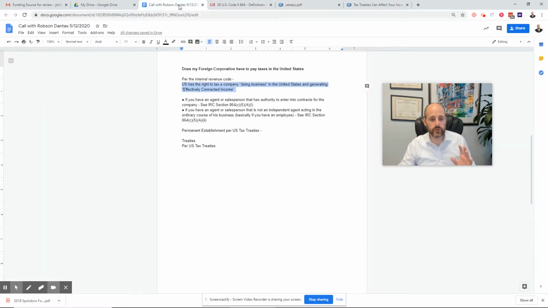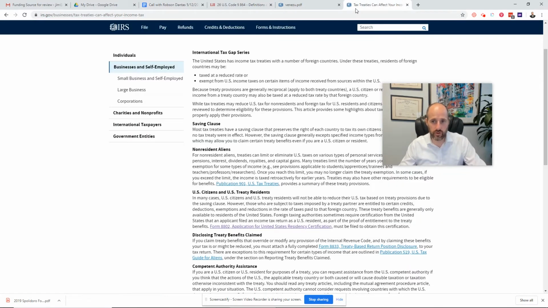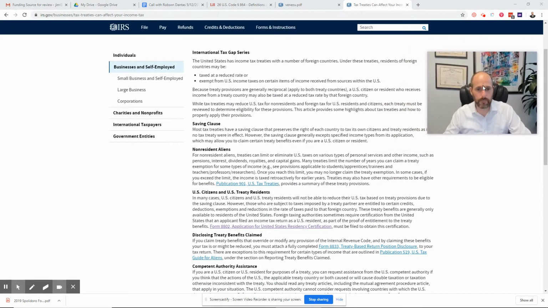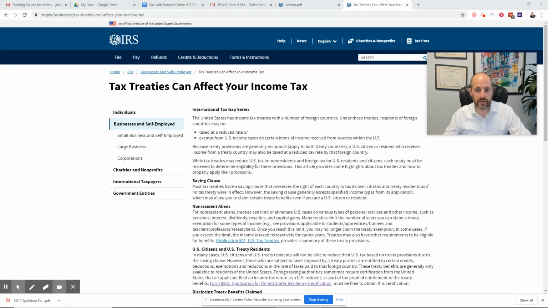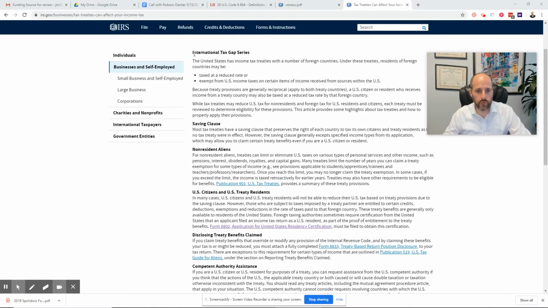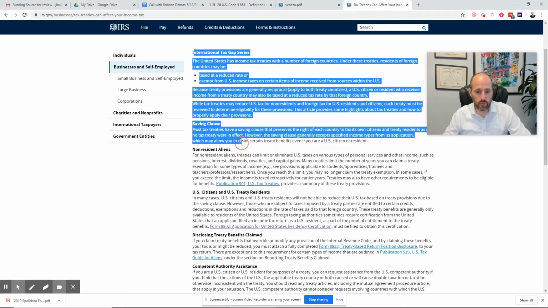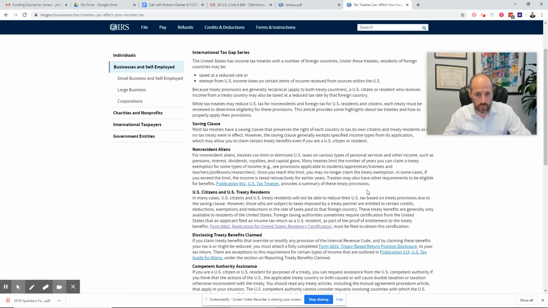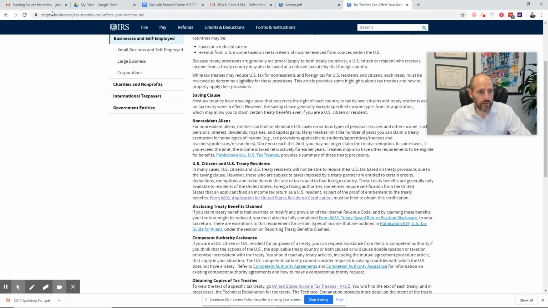Now we can jump to tax treaties, which really are used to expand on the code and give even more clarification on the code. So I jumped into tax treaties, and I work with a lot of South Americans. And interestingly enough, well, here, let's start here. This is tax treaties can affect your income tax. So this goes over how tax treaties actually work. I'm not going to read the whole thing, and I'll link this in the description.